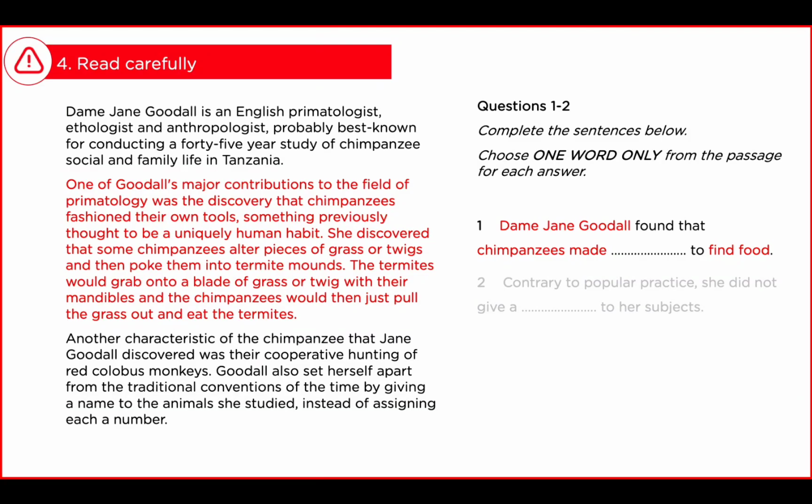Now, this is a tiny little intro. You could probably read that just for context. Let's do that. Dame Jane Goodall is an English primatologist, ethologist, and anthropologist, probably best known for conducting a 45-year study of chimpanzee social and family life in Tanzania. One of Goodall's major contributions to the field of primatology was the discovery that chimpanzees fashioned or made their own tools, something previously thought to be a uniquely human habit.